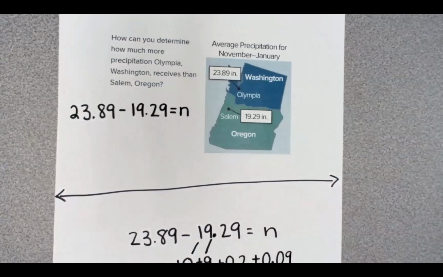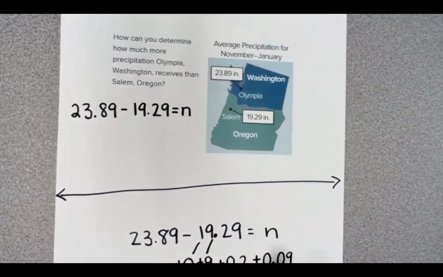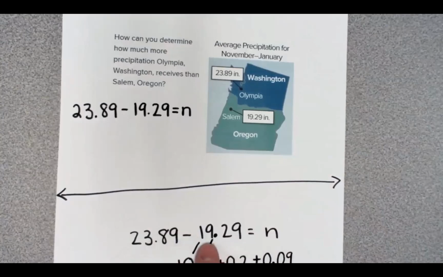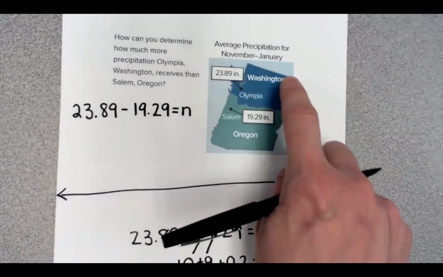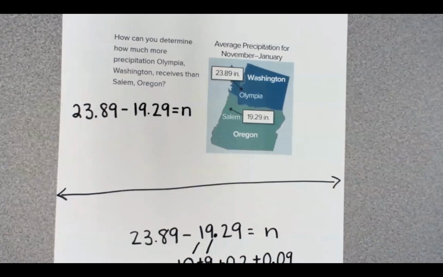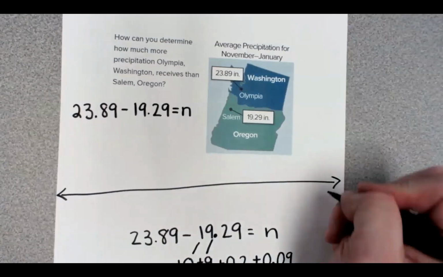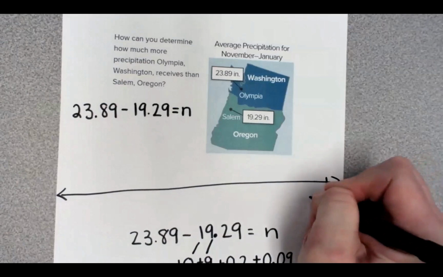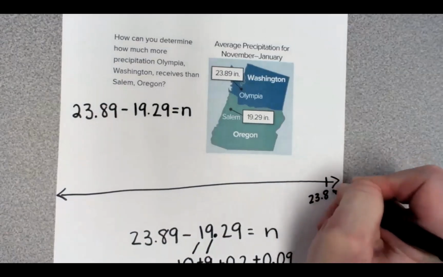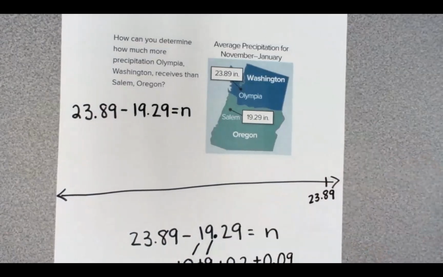So why am I doing this, you may ask? Well, I'm going to be removing, or taking away, or counting back each of these values from 23 and 89 hundredths, because each of these, which is 19 and 29 hundredths decomposed, I'm removing to find out how much more rain occurred in Olympia than in Salem. So first, I'm going to write on this side the number I am taking from, and I'm going to be counting back.